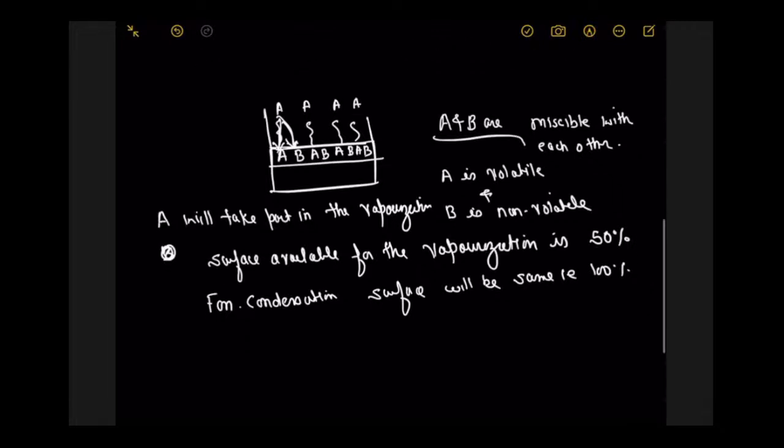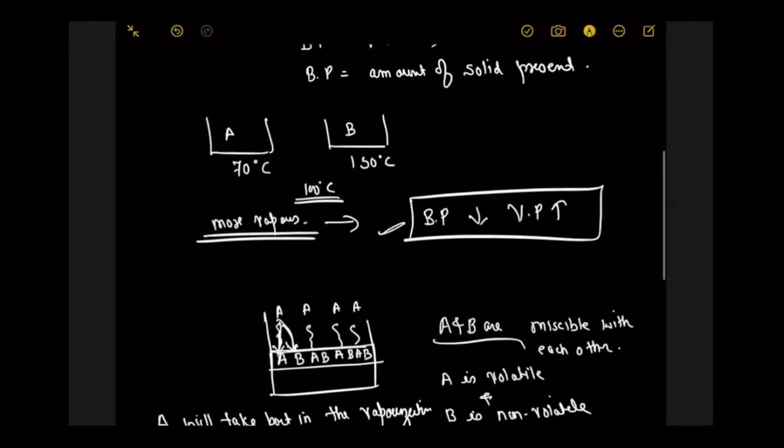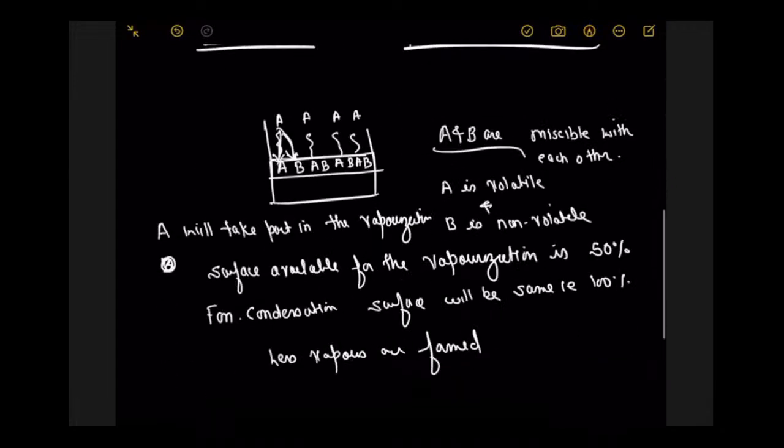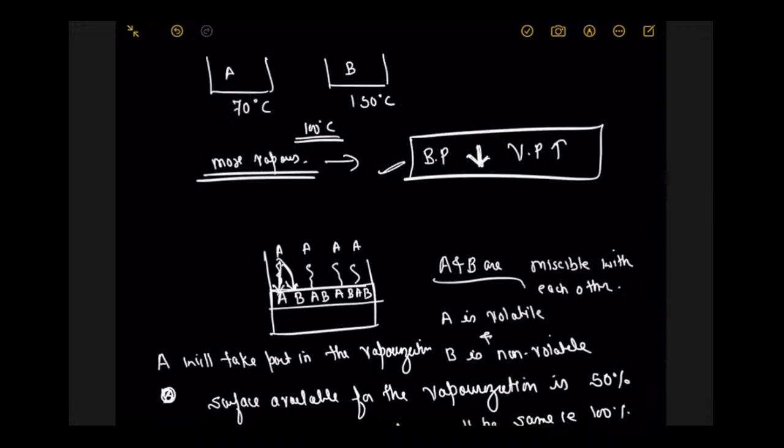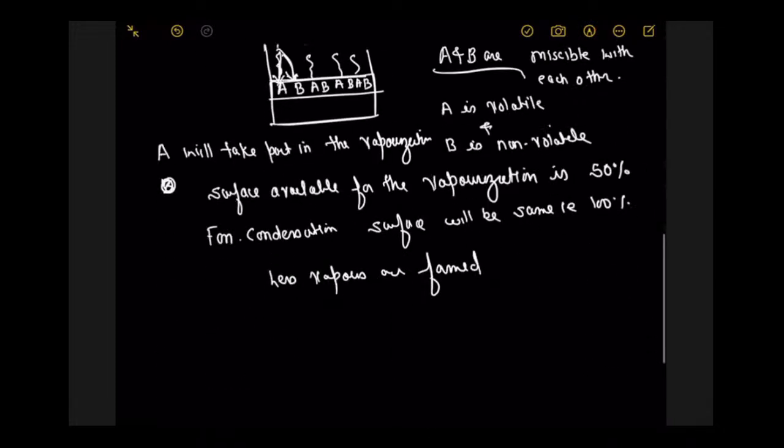So for vaporization it is 50%, and for condensation it is 100%. It means that fewer vapors are formed. As we have seen, boiling point decreases when vapor pressure increases. So here, the vapors being formed are fewer, which means the boiling point will increase.